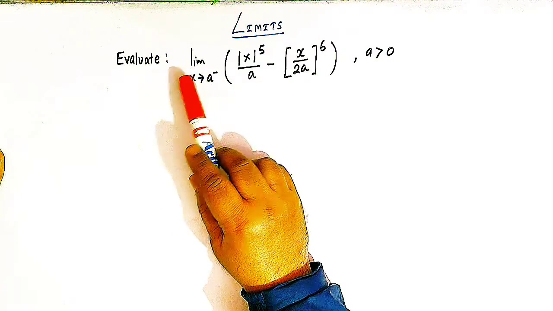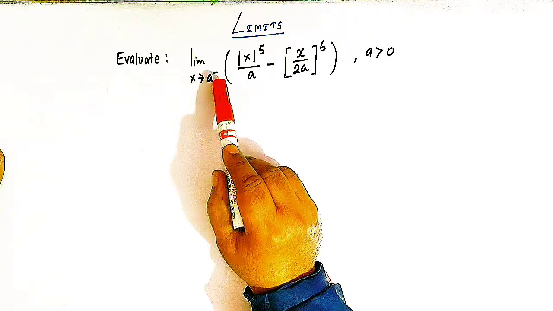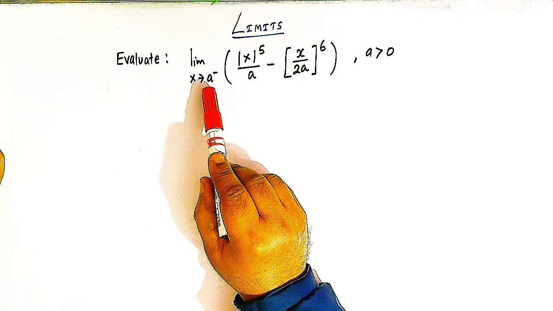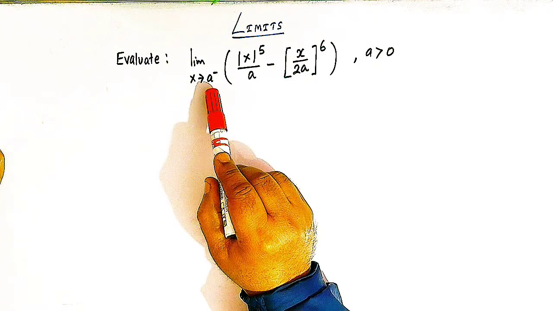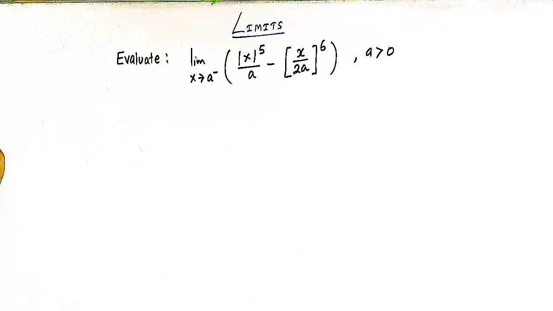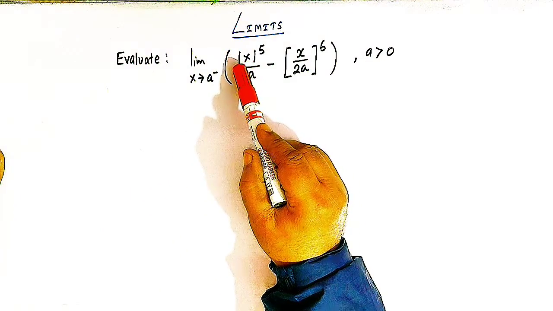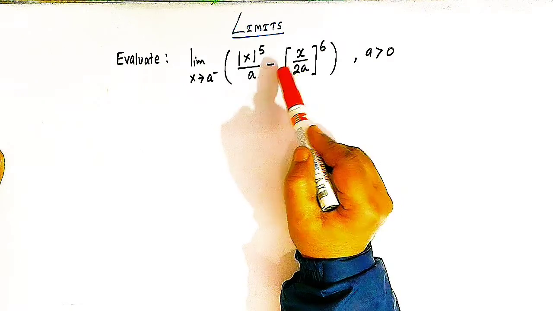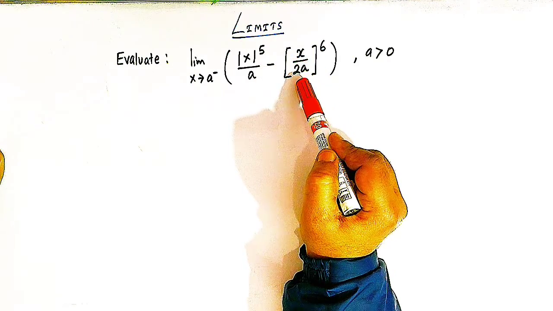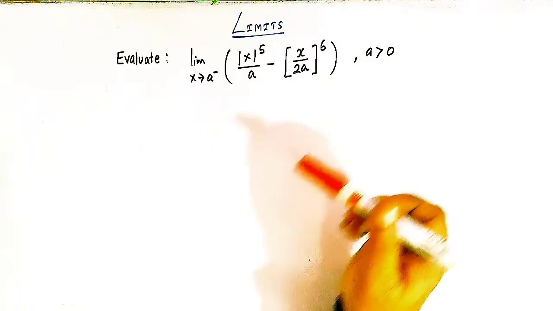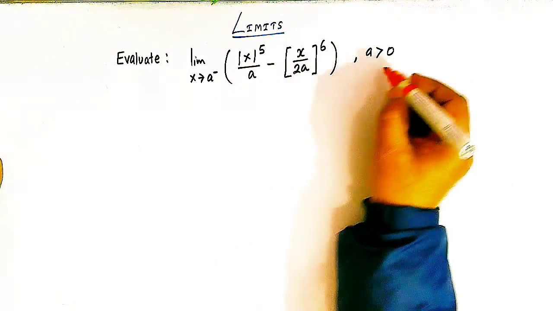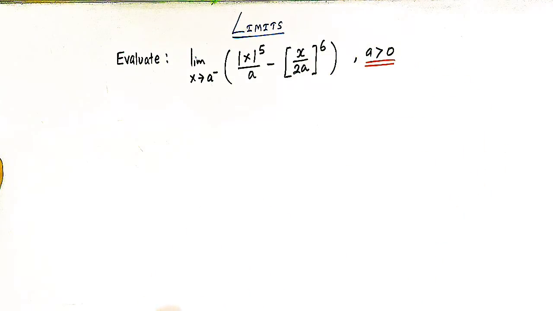So here we have to evaluate the limit as x tends to a minus. Here the negative sign shows that we have to find the left hand limit of this function when x approaches a from the left of x equal to a. And the function is mod of x raised to 5 divided by a, minus the greatest integer of x over 2a, raised to 6. And the important thing is that a is greater than 0, so a is a positive quantity.